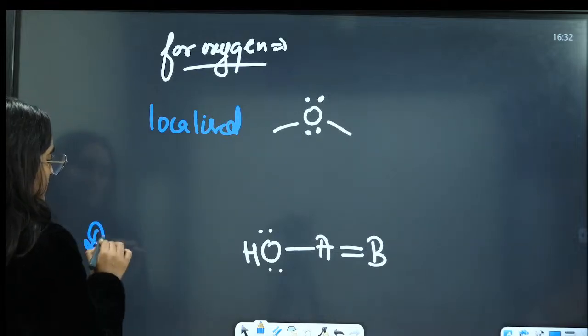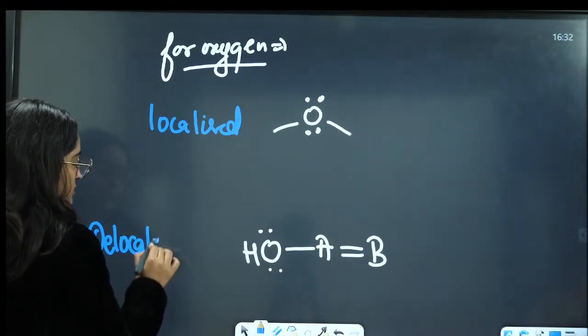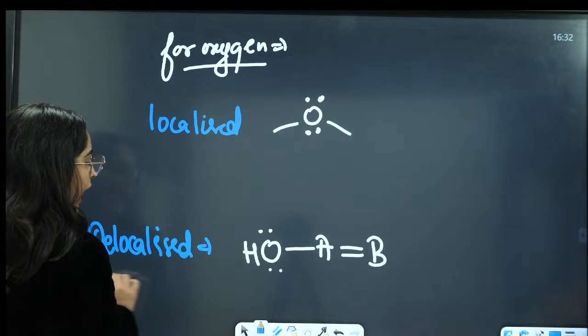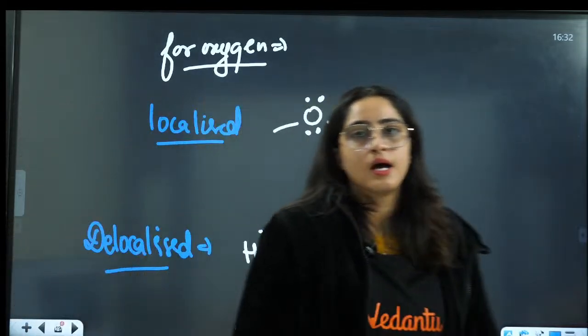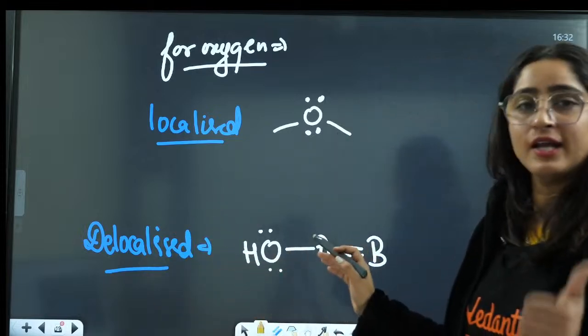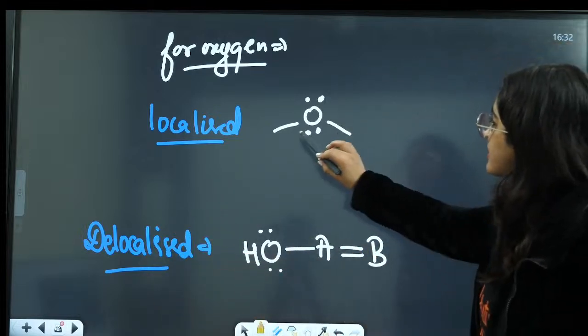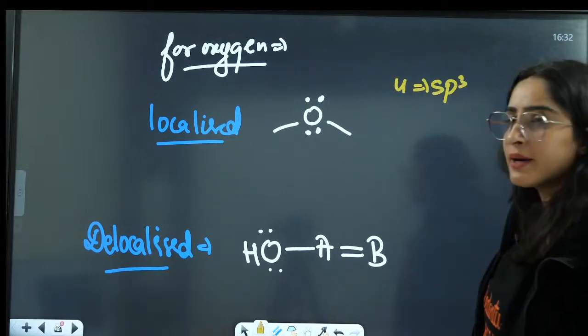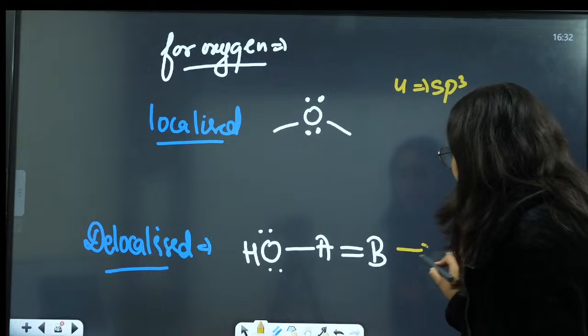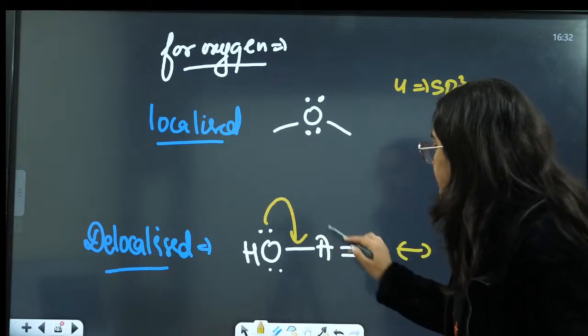So this is localized. This is delocalized. I don't want you to cram all these things. That's why I am teaching you all this in a very elaborative manner. Right? So this is 1, 2, 3, 4. For 4, you have sp3 hybridization. And for this, you will have a resonating structure.